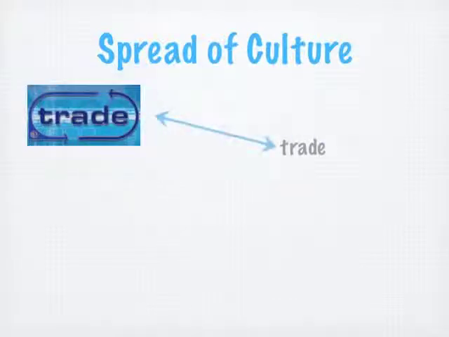Alright, we're back. So now let's talk about the spread of culture. Culture in Rome spread all throughout Europe. And one of the big reasons why culture spread was trade. As people started going from place to place and trading goods, they also brought their culture. So there's this natural culture shift throughout Europe as the Roman culture spread to different areas.